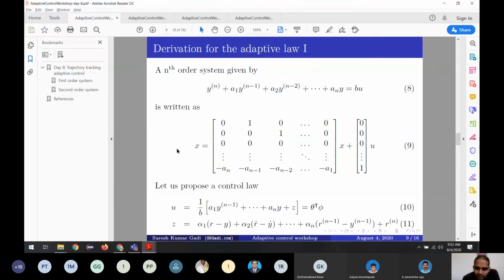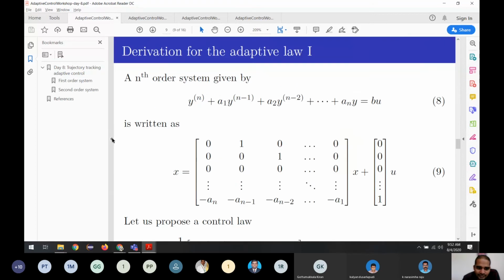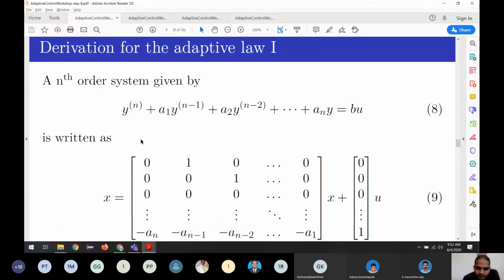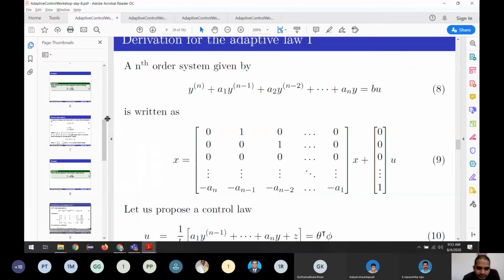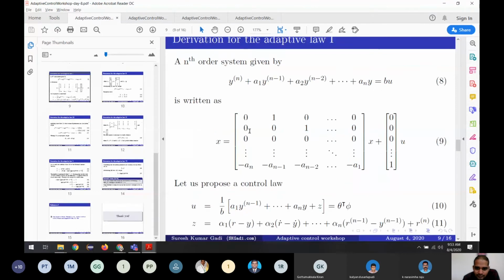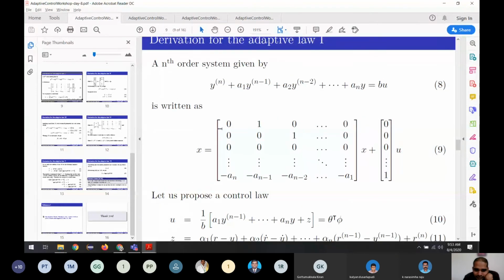So here I'm showing the 9th equation, which is this. Okay, I'm putting this so that we can see more of this screen. Now I'm writing this in state space. Actually, it is not required for this problem. I'm writing this just as a practice.